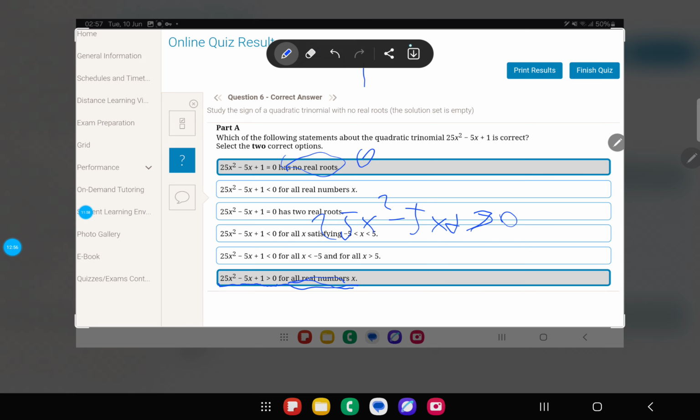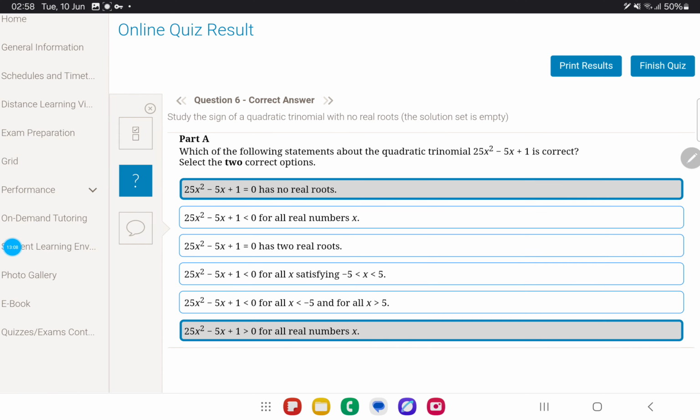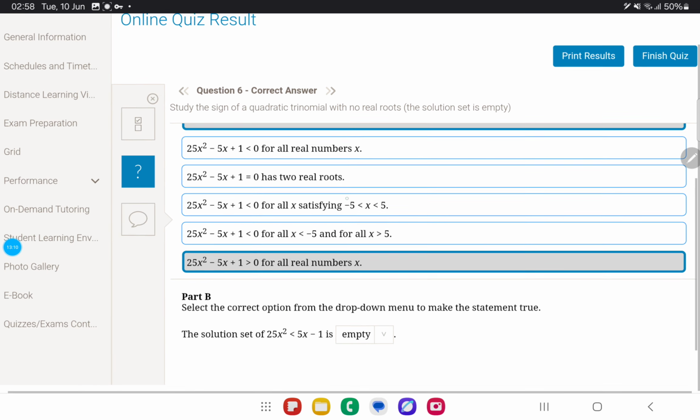Okay? That's it. So when there's no real roots, the greater than, it's all real numbers. Since there's no root, you can't say except that because there's no root. So that's it for part B.